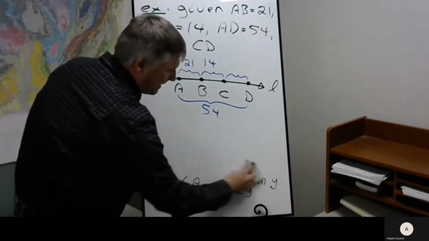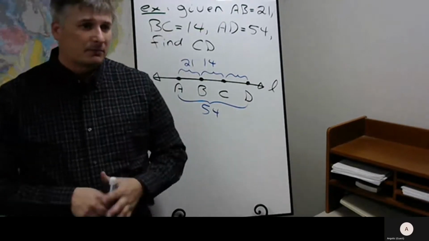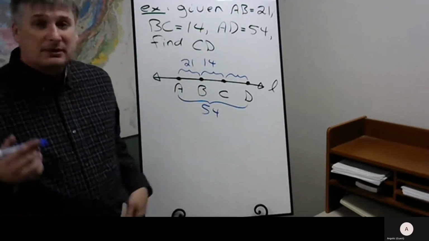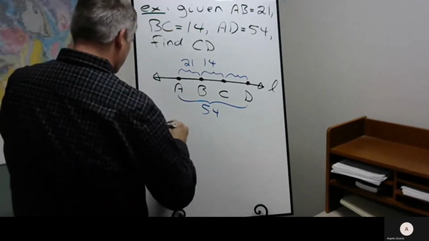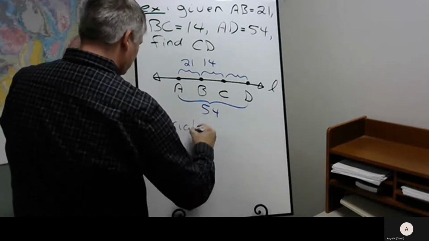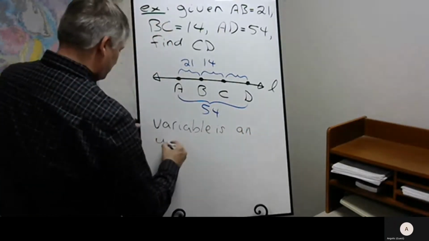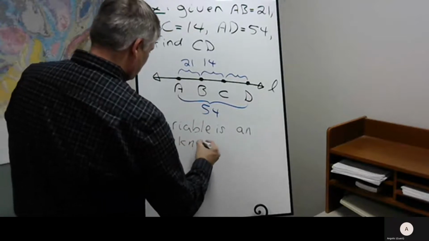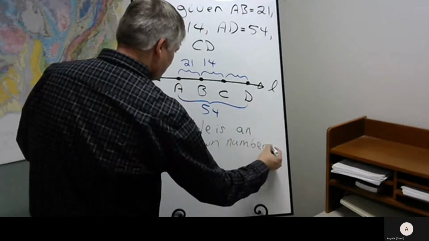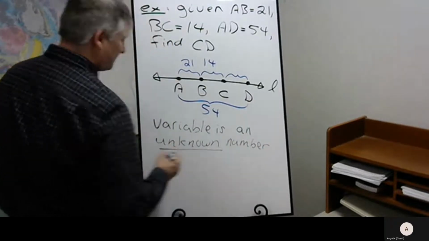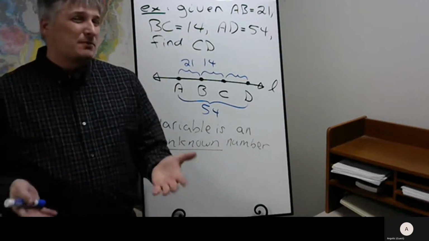And to help out, what we're going to do is come up with a variable. Now, the idea of a variable is it's a number. We're going to get more into algebra later, but they're going to throw some at you right now.